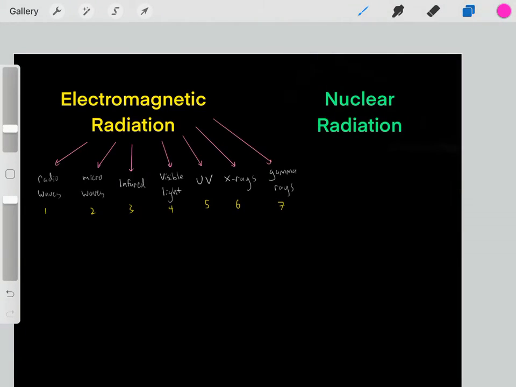So now let's talk about electromagnetic radiation. There are lots of different types of electromagnetic radiation. For example, there are radio waves, which is one type. We also have microwaves, which is another type. And we can have visible light, which is another type, or maybe X-rays. So we officially have 7 types of electromagnetic radiation.